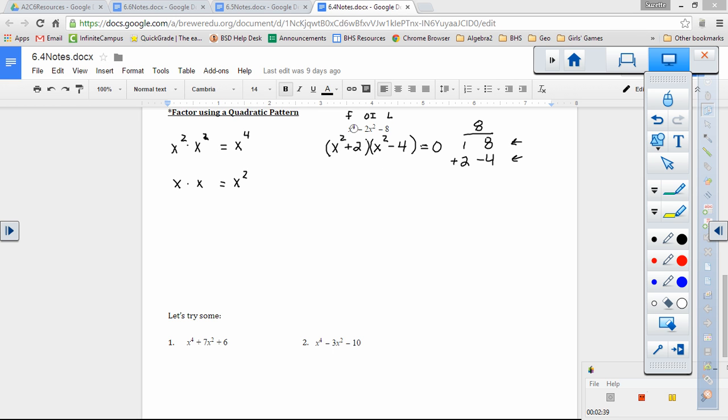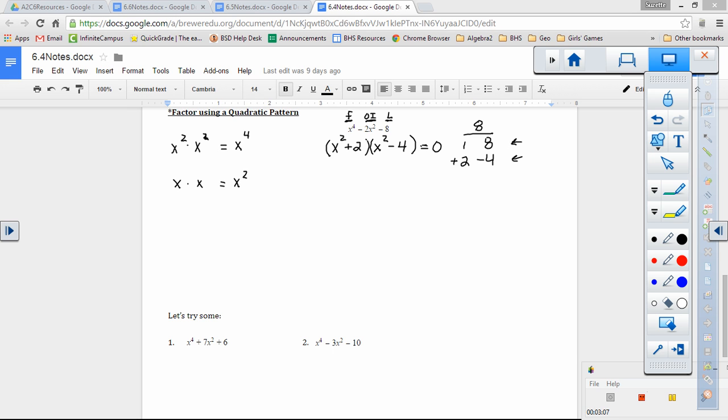First, x squared times x squared is x to the 4th. And then last is 2 times -4. That is in fact -8. So first and last check out, and now I just need to double check my outside and inside terms. So -4x squared for outside plus 2x squared for inside. So -4x squared plus 2x squared is -2x squared. So the O and the I check out as well.